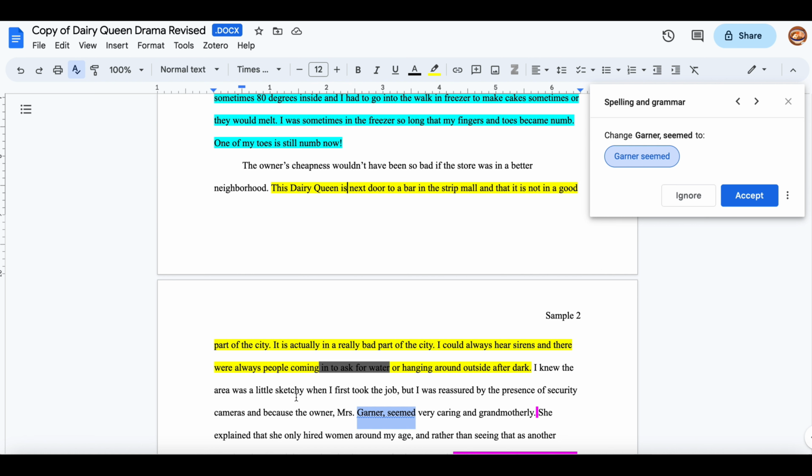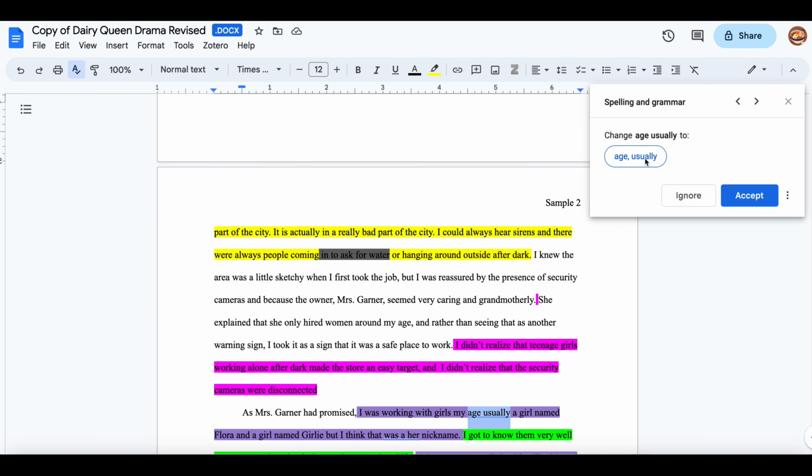"I knew the area was a little sketchy when I first took the job, but I was reassured by the presence of security cameras and because the owner, Mrs. Garner, seemed very caring and grandmotherly." So the two commas here around Mrs. Garner are a non-essential addition comma set, and they're describing the name of the owner. You could also put Mrs. Garner, the owner, and it wants me to take out that second comma, which will make this not right. This will make this into a nonsensical sentence, basically. So we're going to ignore it.